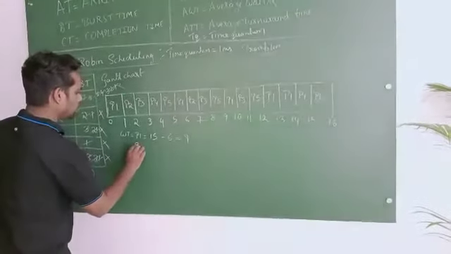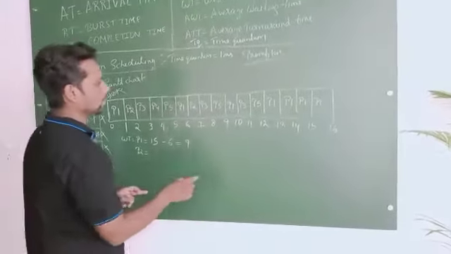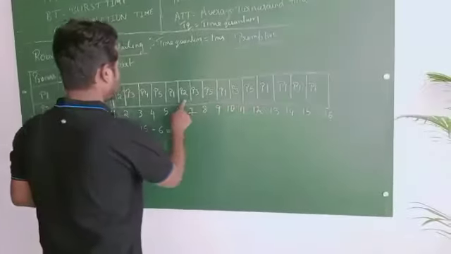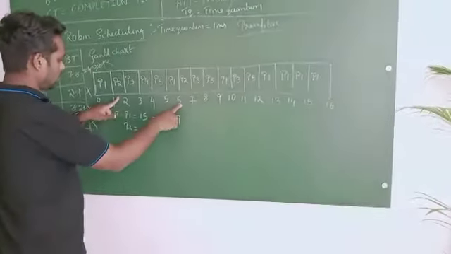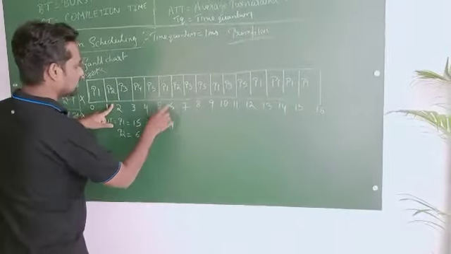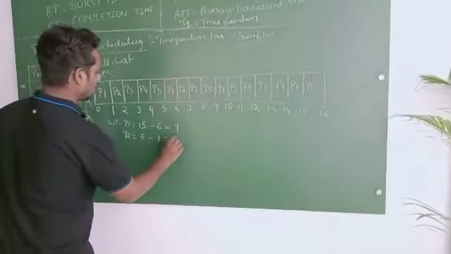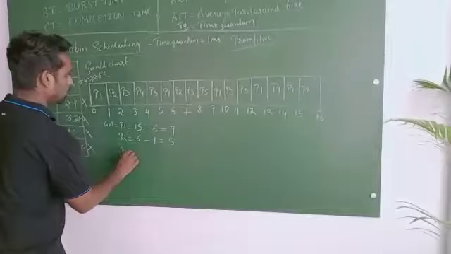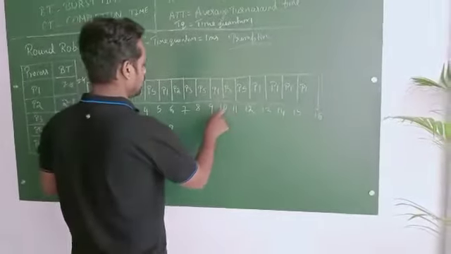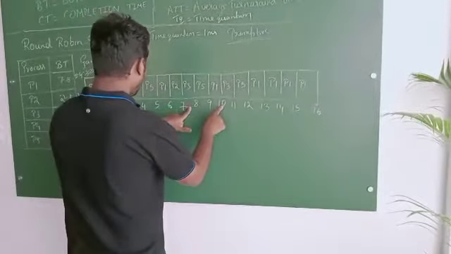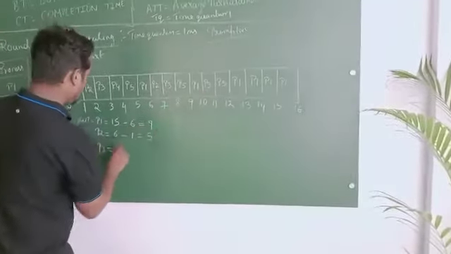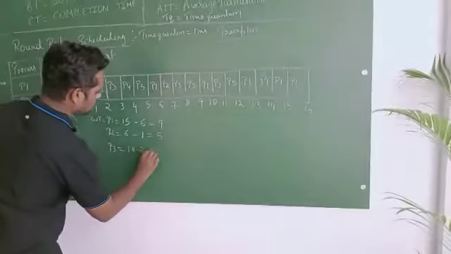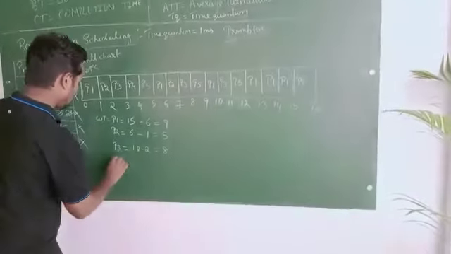Now the P2 process. Here it is 6, and only 1 second it has executed. So 6 minus 1 is 5. P3 process: here it is 10, minus 1 second and another 1 second, which is 2. So 10 minus 2 is 8. Next, the P4 process.